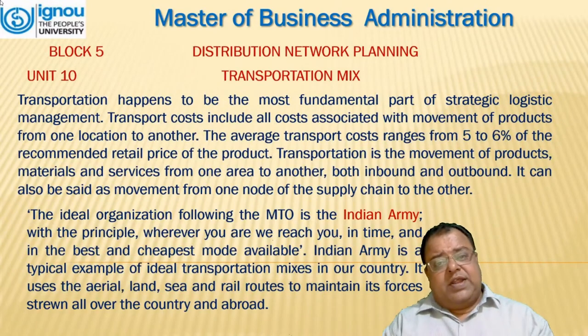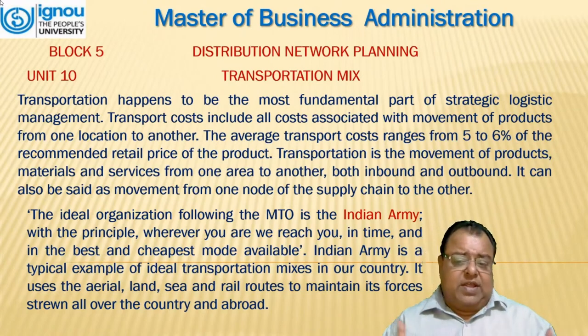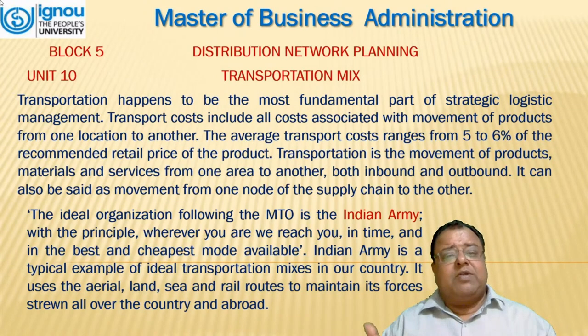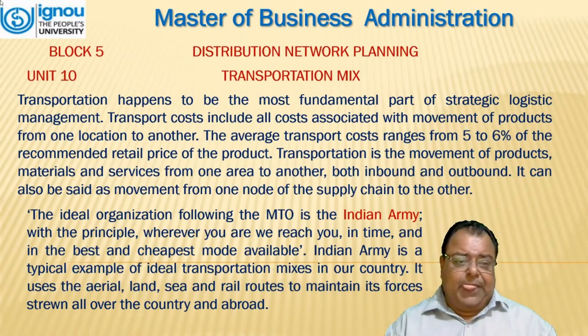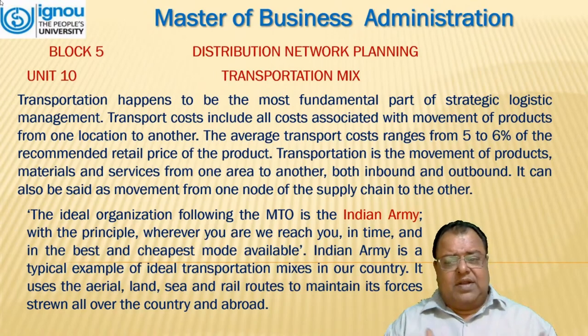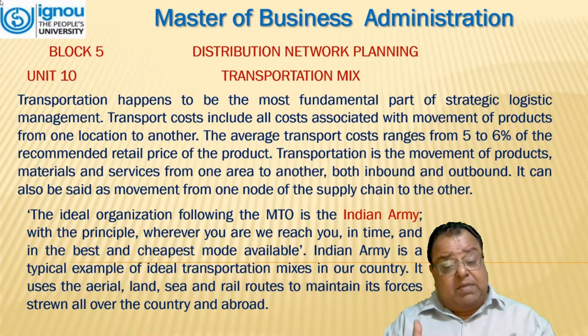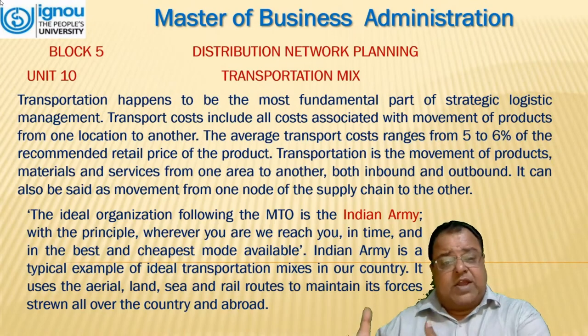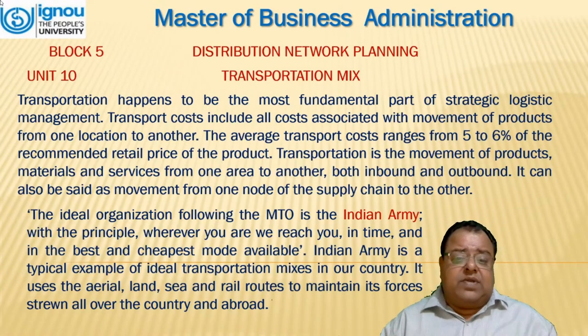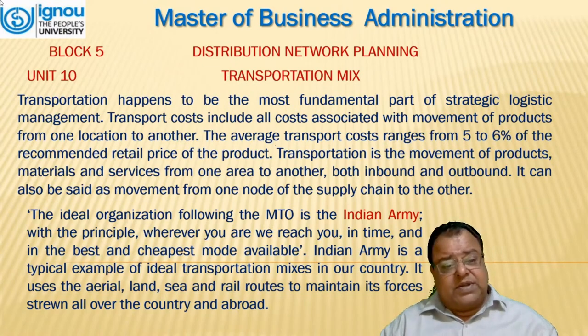Now, we move to distribution network planning, Unit 10, which is transportation mix. As the name suggests, we will be talking about transportation. Transportation happens to be the most fundamental part of strategic logistics management. Transport costs include all costs associated with movement of the products from one location to another. The average transport cost ranges from 5 to 6% of the recommended retail price of the product.